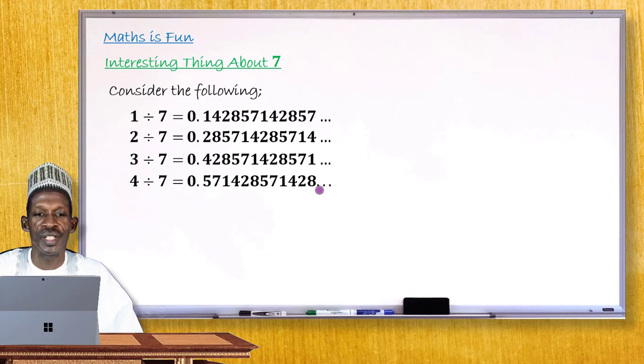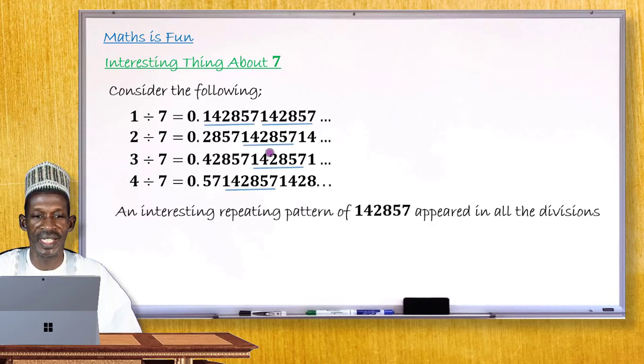0.571428571428. Looking at these results critically, that is the results of dividing 1, 2, 3, and 4 by 7 each, if you look at them critically, you discover there is a pattern: 142,857 appearing in each and every result. Let me underline the patterns. Look at the patterns of numbers. In this result, you can see this pattern appear even twice.